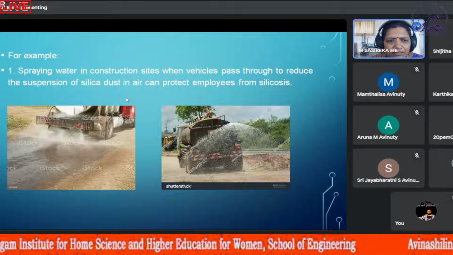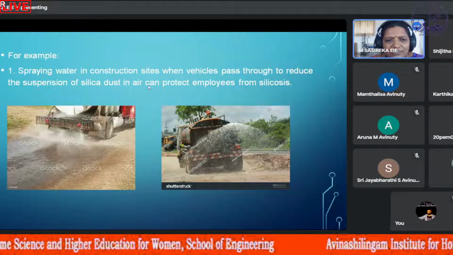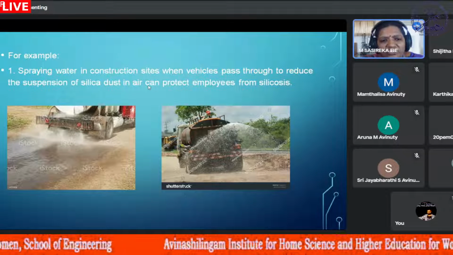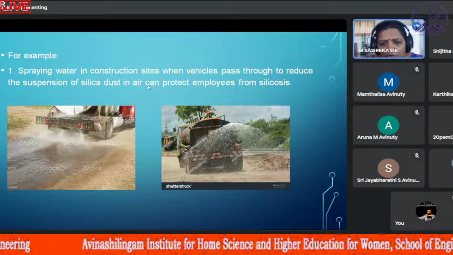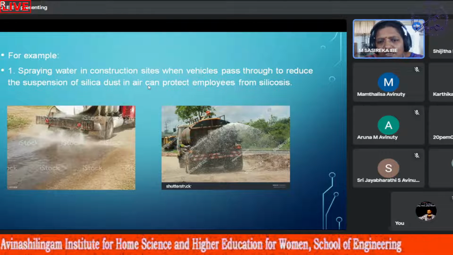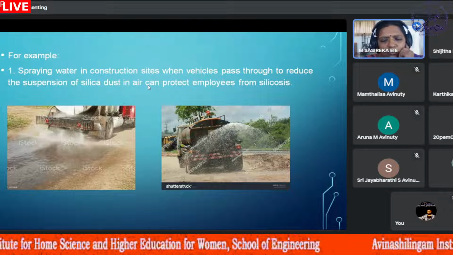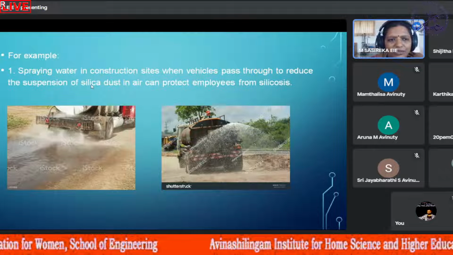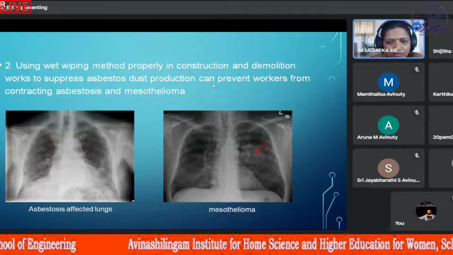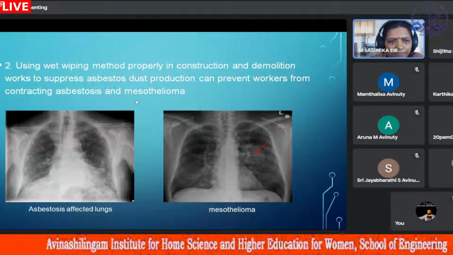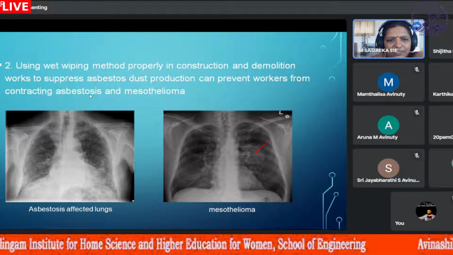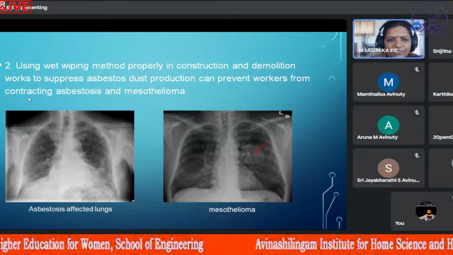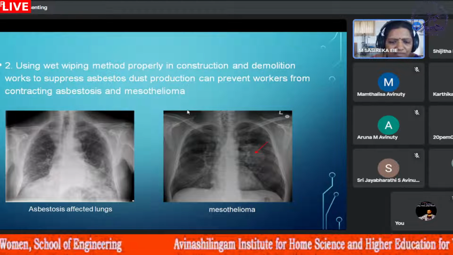This is spraying water in construction sites. I don't know how many of you have seen nowadays, a lorry which carries sand materials, they are pouring water onto it. This will avoid the sand particles moving into the environment. So that method we call the wet method. This is once again the wet wiping method. It will suppress asbestos dust production and prevent workers from contracting asbestosis and mesothelioma diseases.